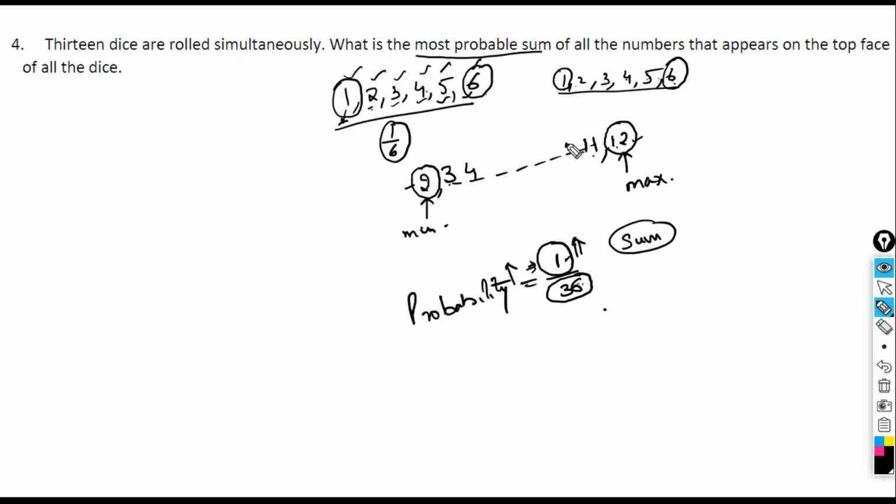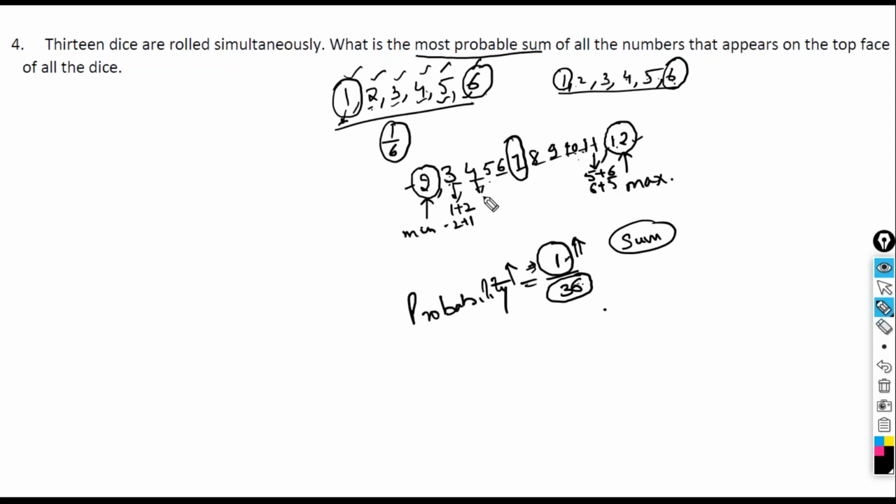For 4 and 10, again the probability is the same. For 5 and 9, for 6 and 8, the probability is the same. For 7, this is the odd one out, for which the probability is going to be different. Like if I talk about 3 now, we can get 3 in two ways, 1 plus 2 or 2 plus 1. Likewise, we can get 11 again in only two ways, 5 plus 6 or 6 plus 5.